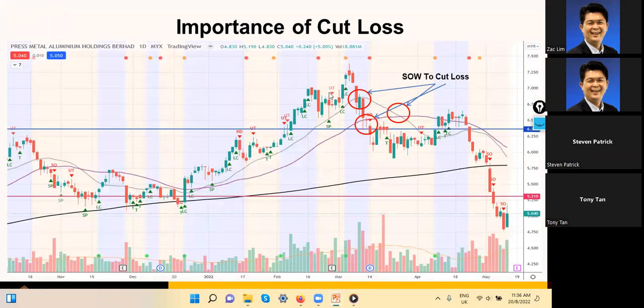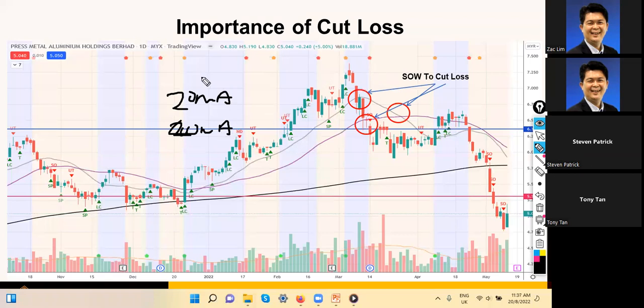Okay, so this is an example where you need to cut loss. This is a continuation from the 20 moving average. Why we use the 20 moving average and 40 moving average as a guideline is because they will give you a very early sign. And usually when you also plot the 200 MA, your line is somewhere around here.